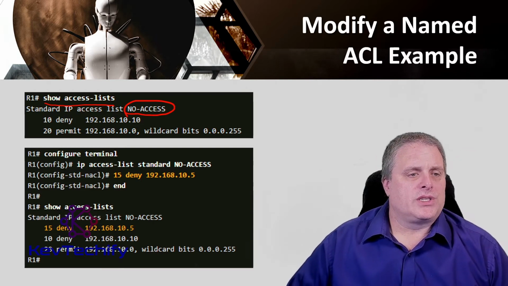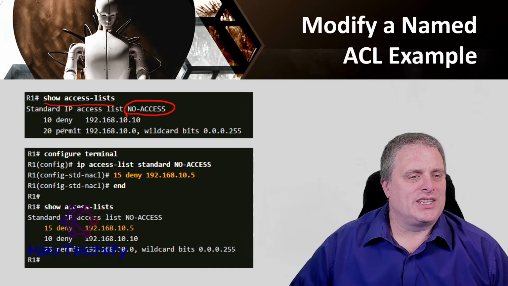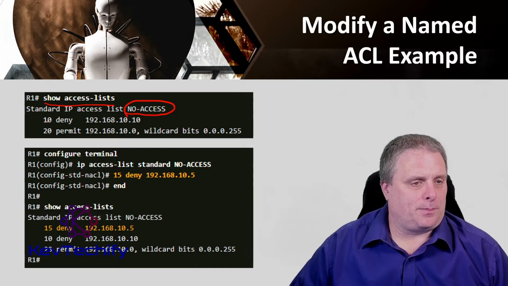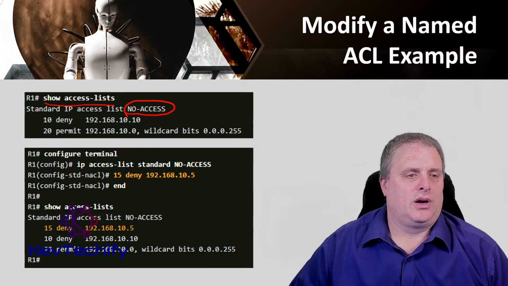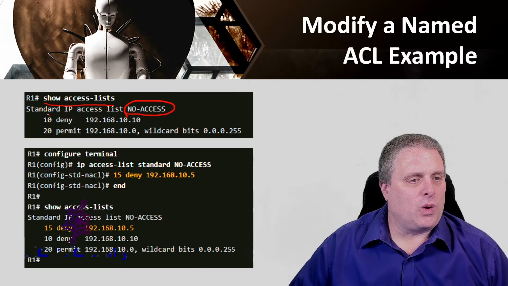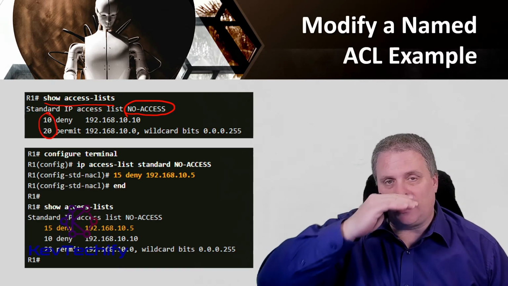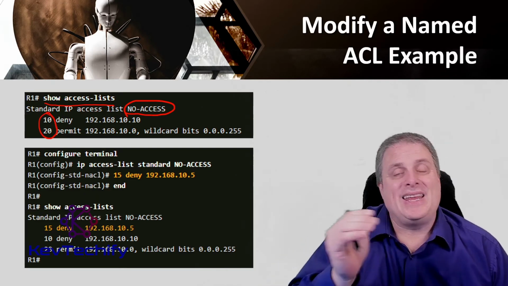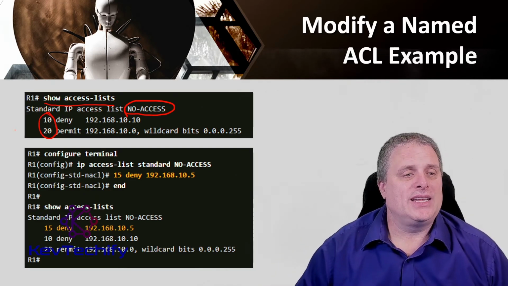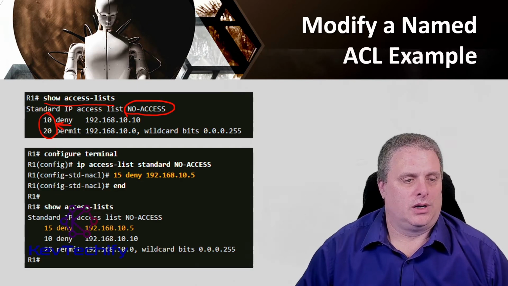What we're going to do, instead of modifying one of our two existing ones, is we can look at the sequence number, because it goes from 10 to 20 right here. That allows us 9 different control entries we could put in between those two. We're going to insert a new one in between those two.